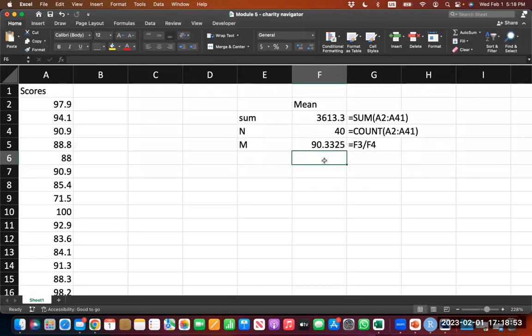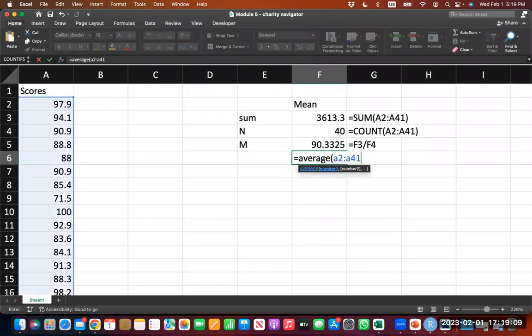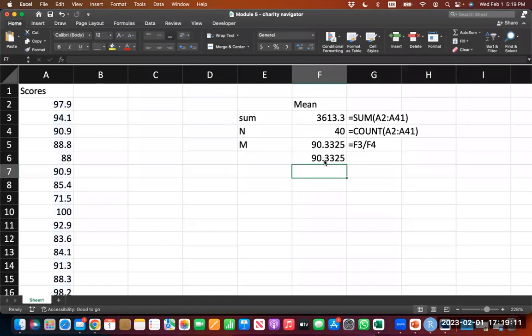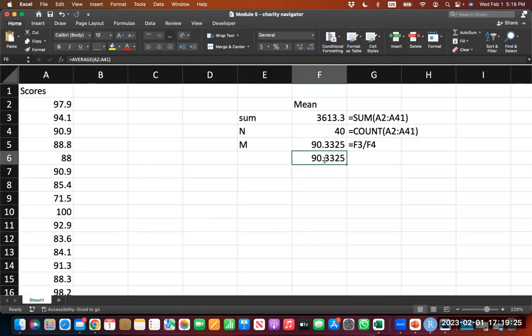We also know that Excel has a lot of functions that make life a little easier. The respective function in Excel that does the average or the mean is the AVERAGE function. You do average parentheses A2 to A41. You get the same value. So we did it correctly. Good. So this is the calculation of our mean. Simple, right?